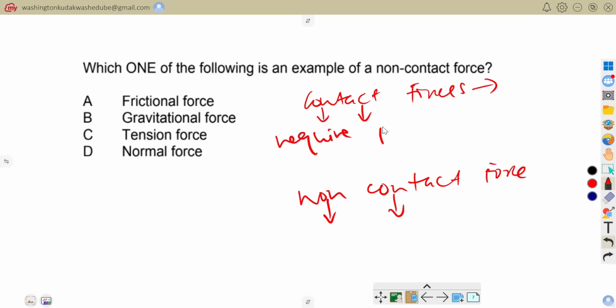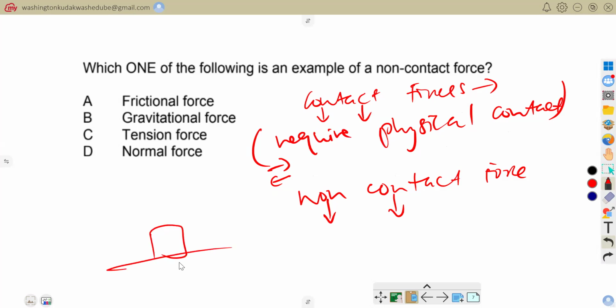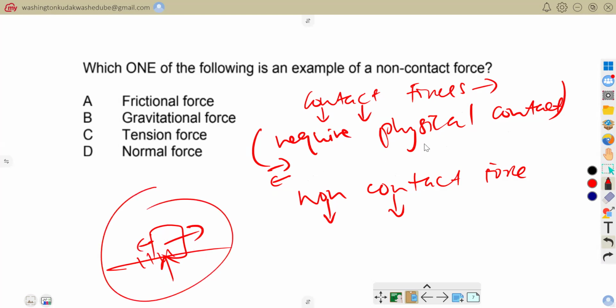They require physical contact. They need objects to actually have some physical contact. For example, a push or a pull, frictional forces, because we need the roughness of a surface, as well as the normal force, because the normal force acts perpendicular to the plane of the surface. So the normal force, the frictional force, as well as the push or a pull, they require physical contact.